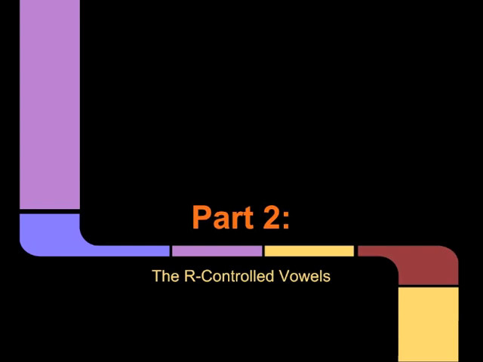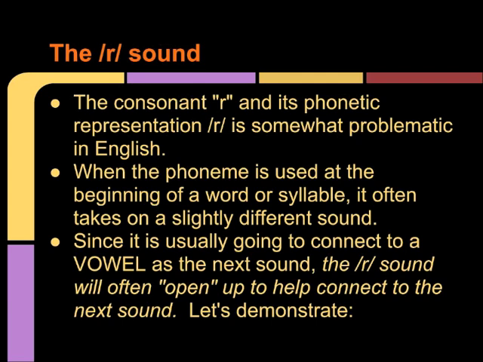Part 2. The R-controlled vowels. The consonant R and its phonetic representation is somewhat problematic in English. When the phoneme is used at the beginning of a word or syllable, it often takes on a slightly different sound. Since it is usually going to connect to a vowel as the next sound, the sound will often open up to help connect to the next sound. Let's demonstrate.